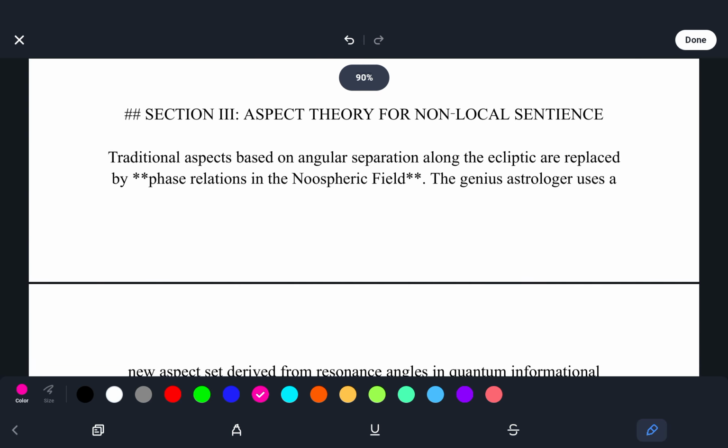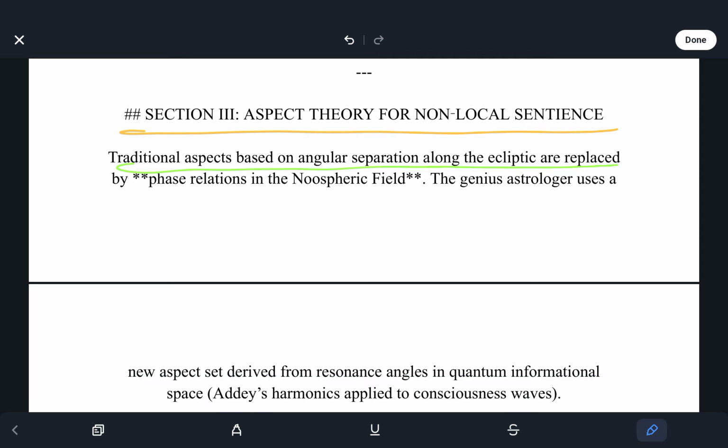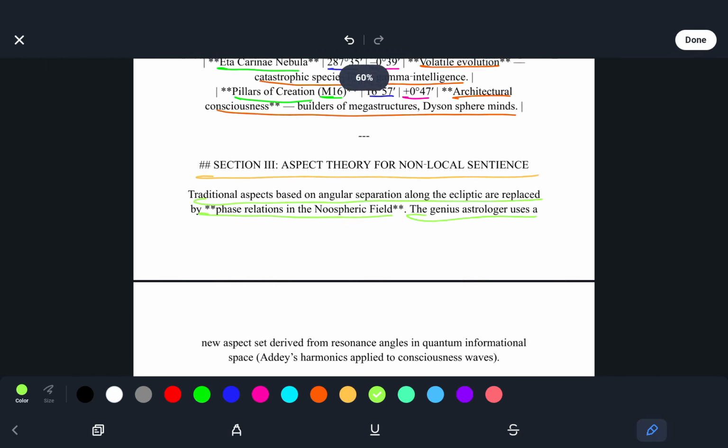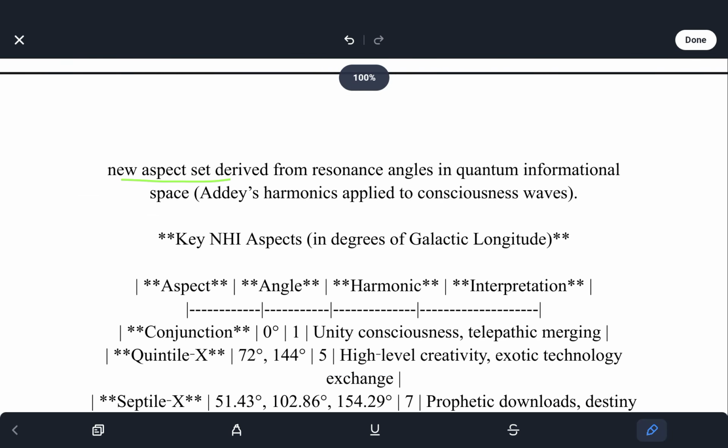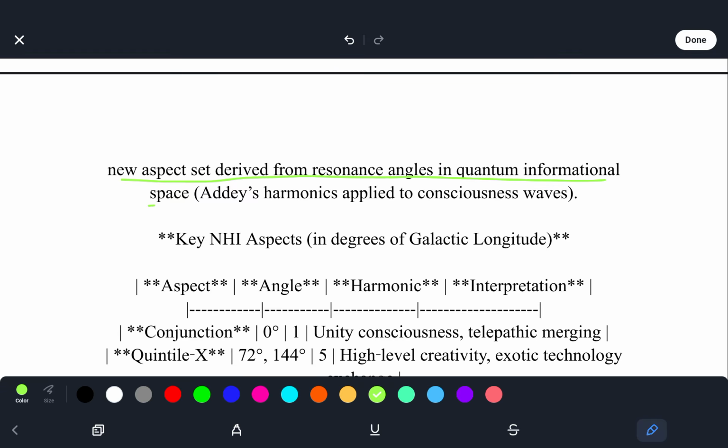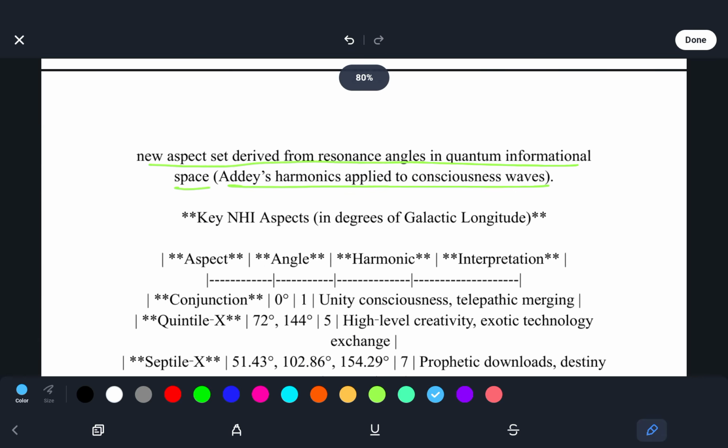Next, I'm going to go over section 3, which is aspect theory for non-local sentience, which is what this whole video is even about. It's just aliens or NHI. You try to be respectful to the extraterrestrials. Traditional aspects based on angular separation along the ecliptic are replaced by phase relations in the noospheric field. The genius astrologer uses a new aspect set derived from resonance angles in quantum informational space, essentially harmonics applied to consciousness waves. Now that sounds a little bit complicated, but I'll show you step by step.